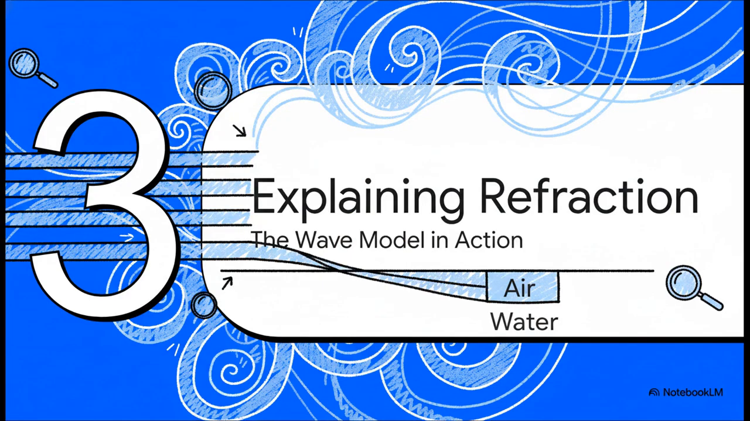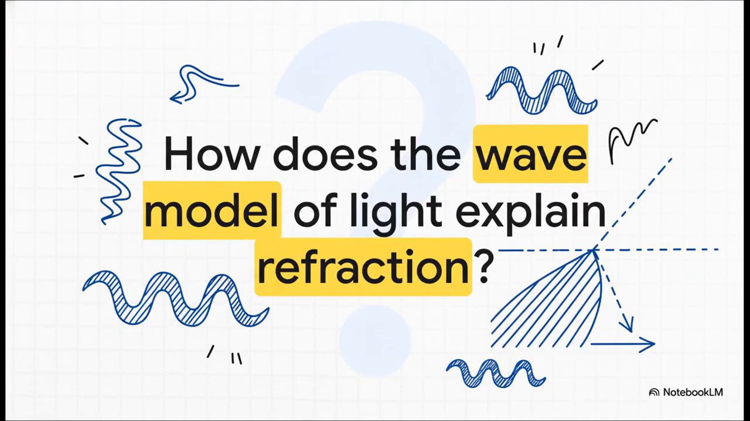Now for the really fun part. The exam asks us to actually apply one of these models to explain something we can see in the real world. We're going to use the wave model to explain refraction. How does it explain light bending when it passes from air into a glass block, for instance? Okay, this is a big one. It's worth multiple marks. This means it needs a clear, logical, step-by-step explanation. Just saying, the light bends, isn't going to cut it, not even close. We have to use the language of the wave model to explain why it bends.